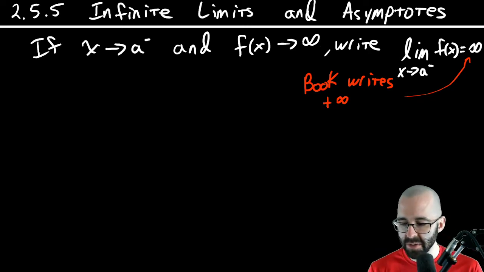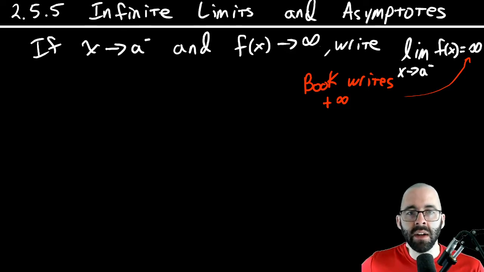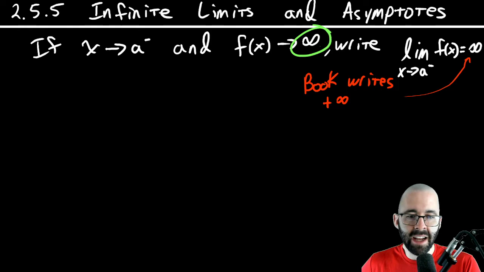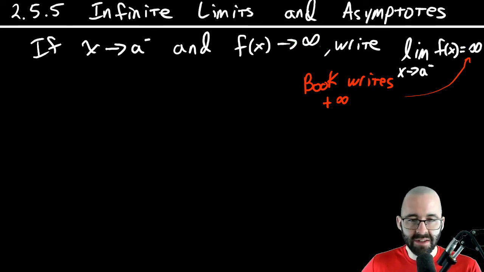And then again, there's a corresponding definition for the negatives, okay? There's like a bunch of corresponding definitions, right? We could approach a from the right. If this is negative infinity, then we just replace this with a negative infinity, and all of these definitions kind of spawn from the same one.